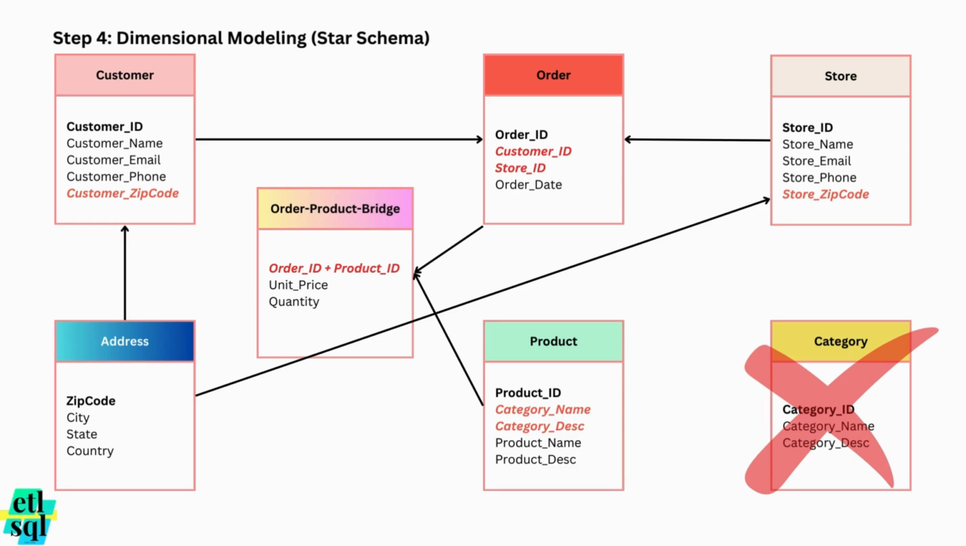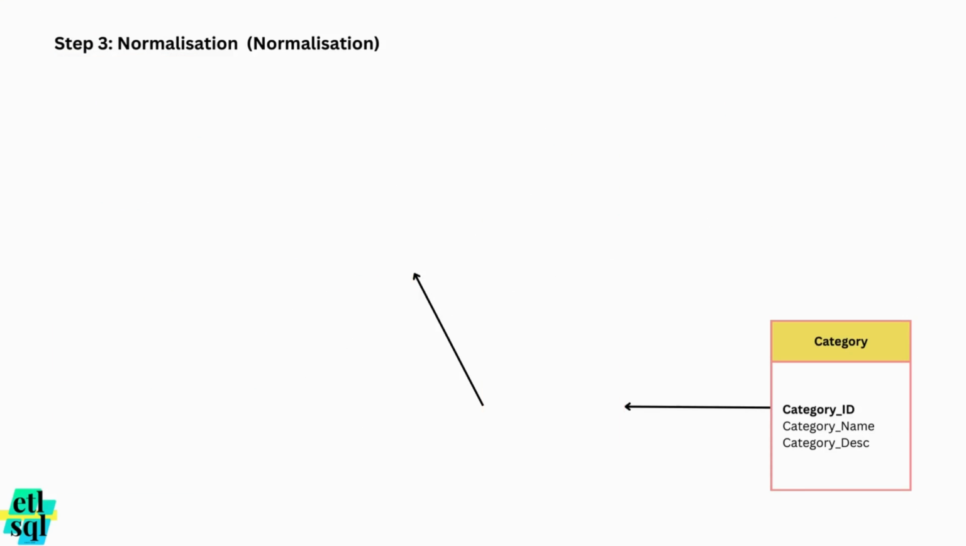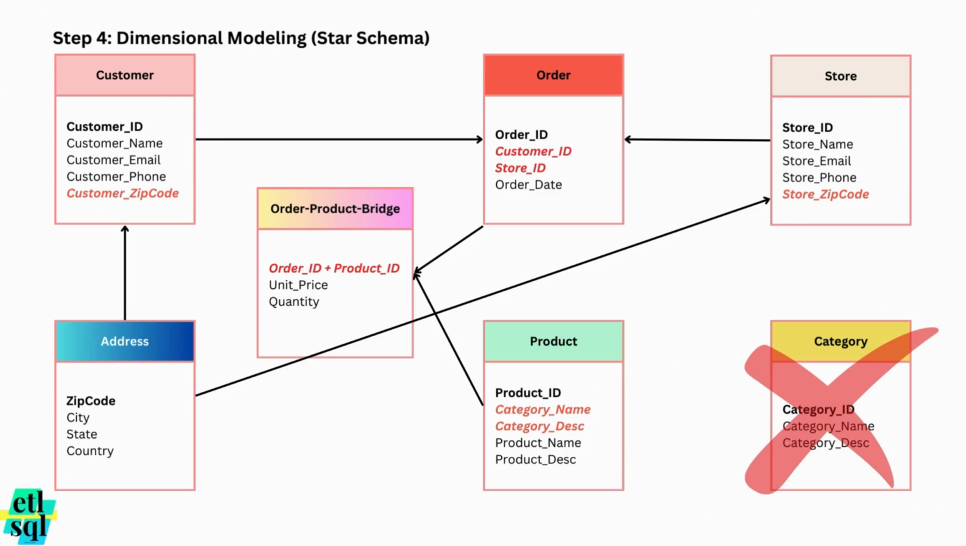So the first step I'll do is, I see that product and category both were having a relationship here, right? And these are similar entities and attributes. So what I will do is, I will get rid of the category table altogether. And I will bring this information into the product table itself, right? So you can see category name, description, I have moved from here to here and got rid of the category table.